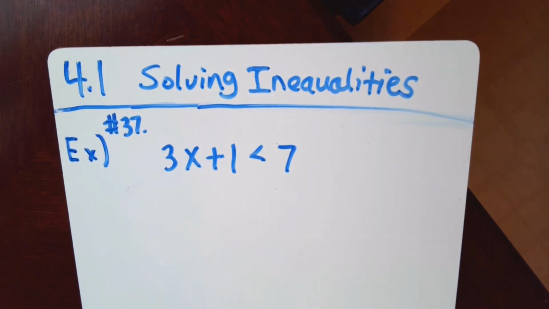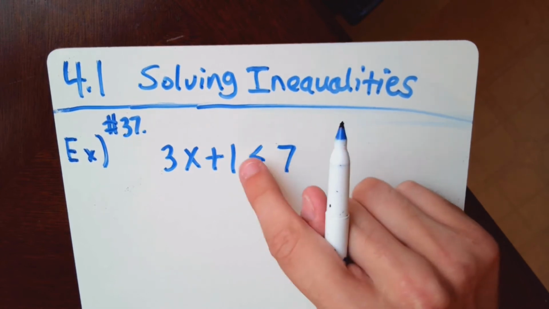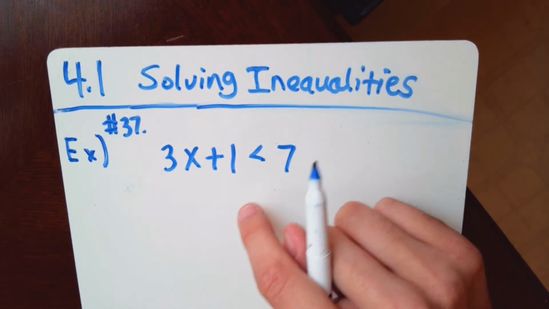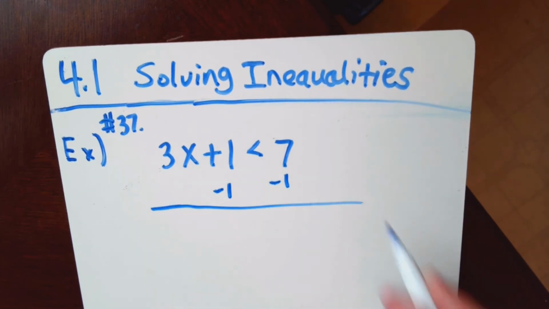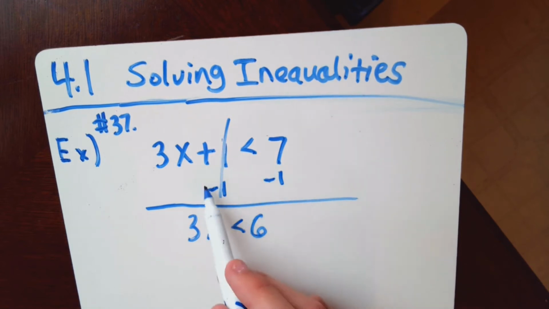So we'll solve this just like it's an equation. Imagine just like there's an equal sign right here. What would you do in that situation? Well, you would first subtract 1 from both sides. These cancel. We're left with 3x is less than 6. So we just use the addition principle there.